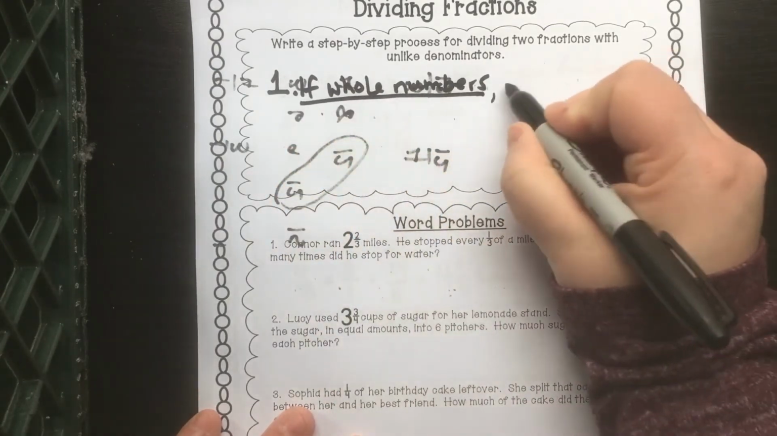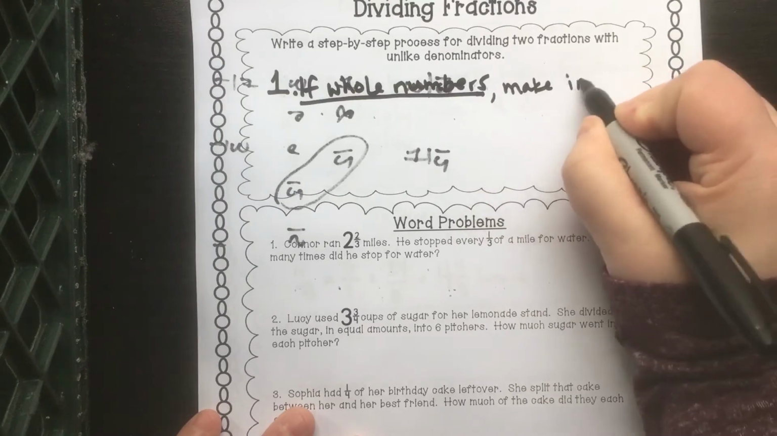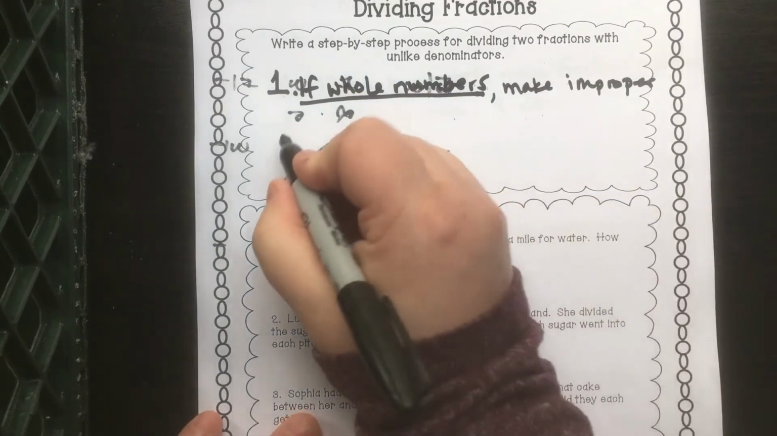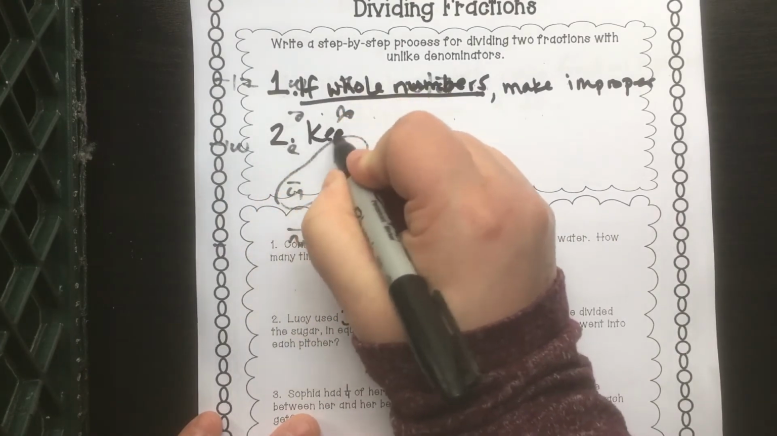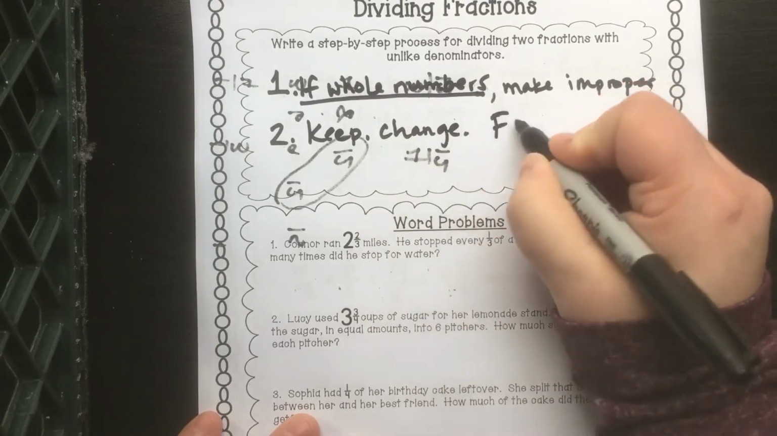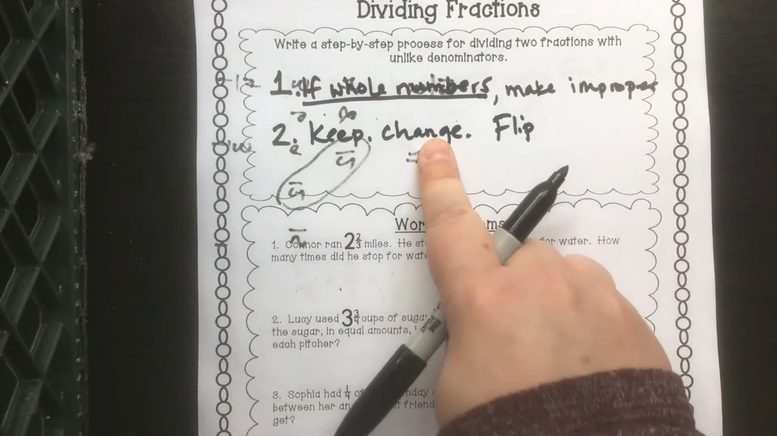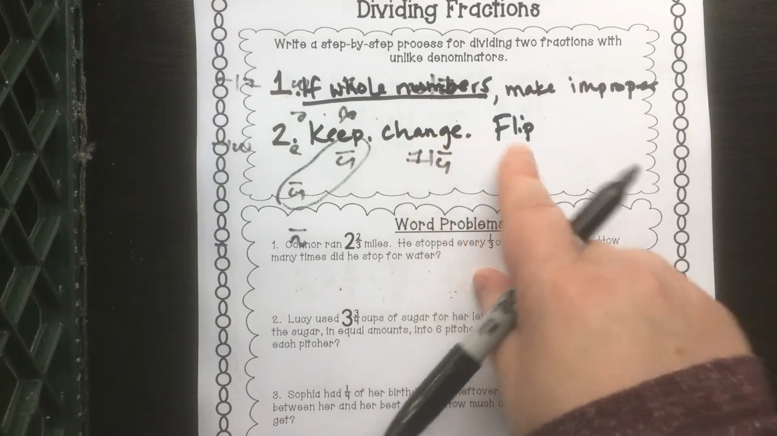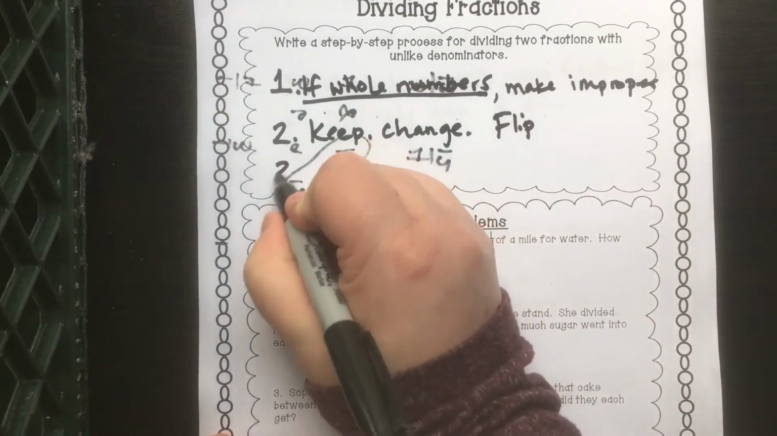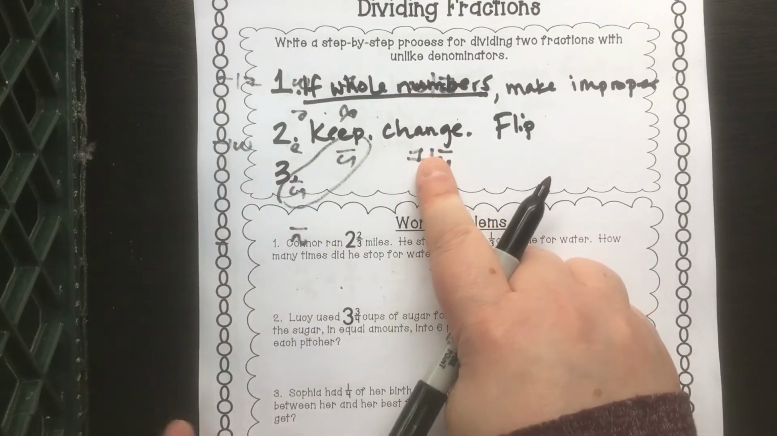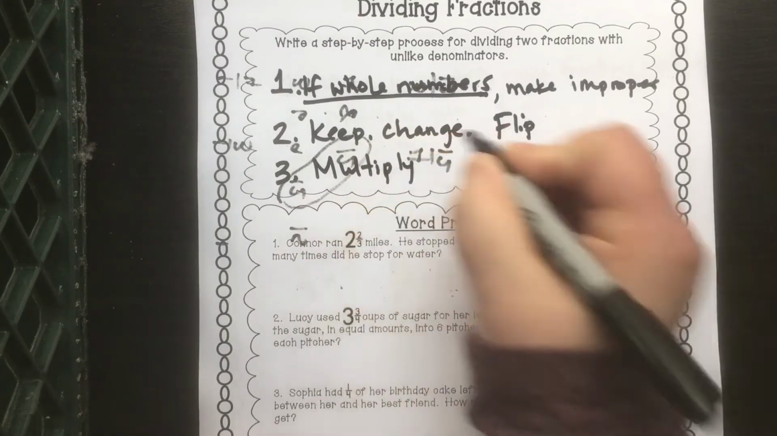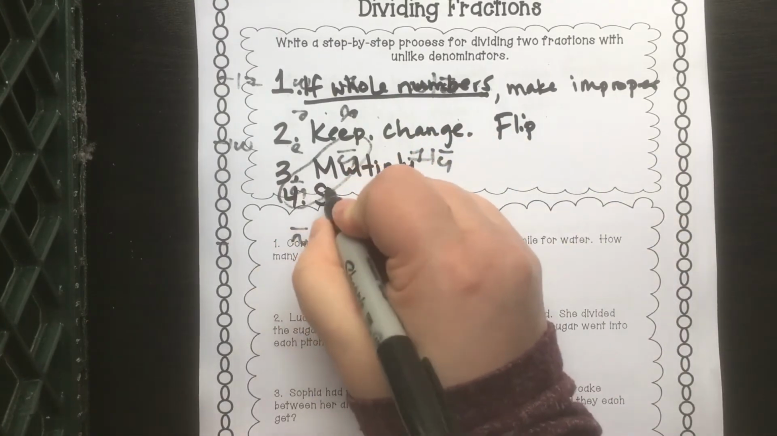All right, so with our division, remember the first thing we need to do: if whole numbers, make improper. Step 2, keep, change, flip. So we keep the first fraction, we change the sign from division to multiplication, and flip, take the reciprocal of the second fraction. Then, since we have changed our operation, we are now going to multiply and simplify.